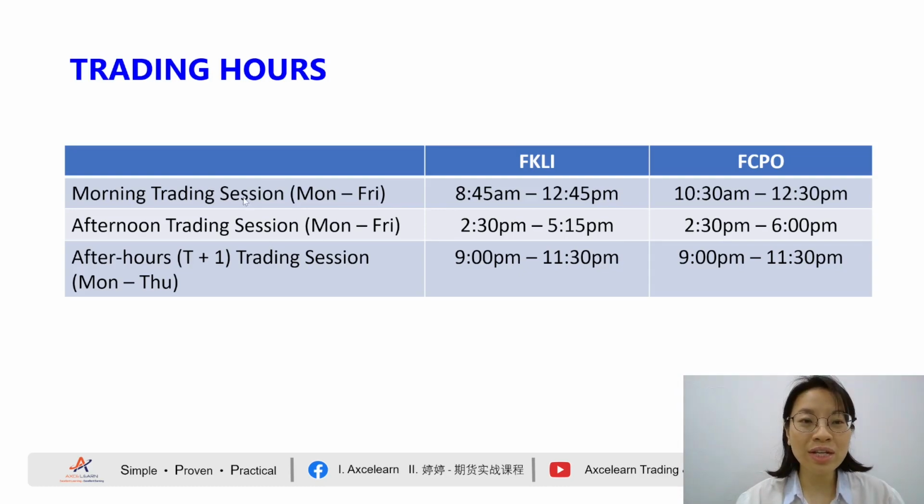Then for the afternoon trading session, for example, for FKLI, we are going to start at 2:30 until 5:15 p.m. And for FCPO, we start at the same time, 2:30, but we end at 6 p.m. For night trading, as usual, for all the products, technically they are the same. We're going to start at 9 p.m. until 11:30 p.m. So you can see for FCPO, they are the same. They are going to start from 9 p.m. until 11:30 p.m. as well.